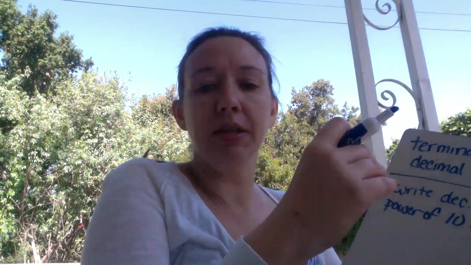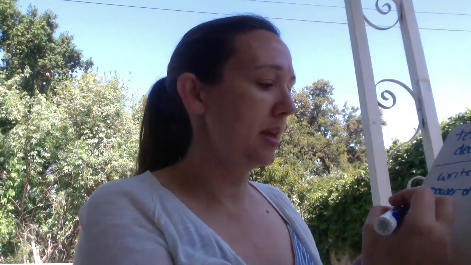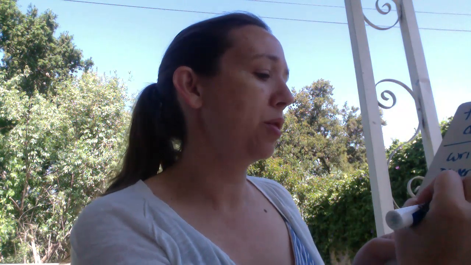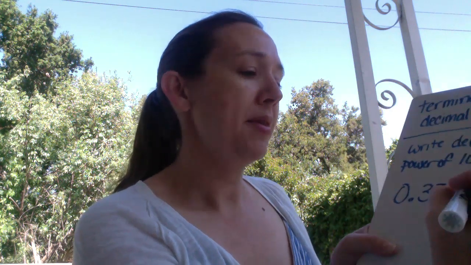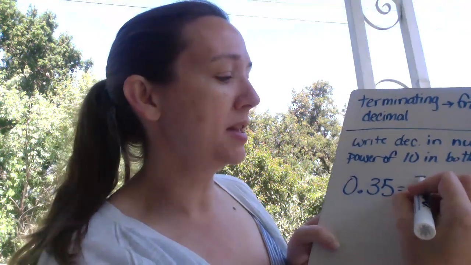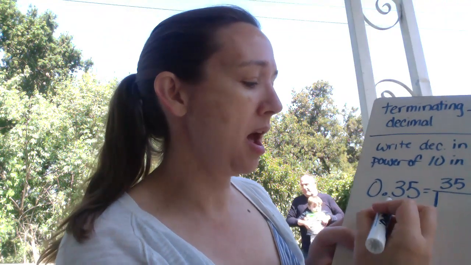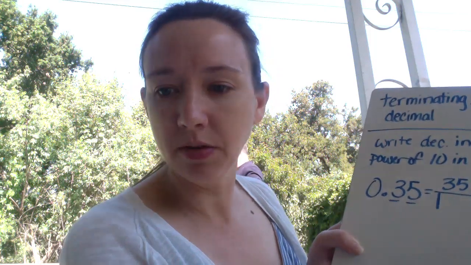So think about it this way. In the example that they have is 0.75, so we're going to not do that one, but do a different one. If I have 0.35, that means I'm going to put the 35 on the top. I'll put a 1, and then how many spaces I have is how many zeros I'll have.